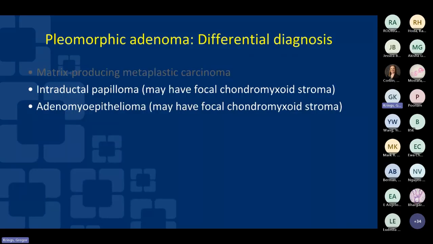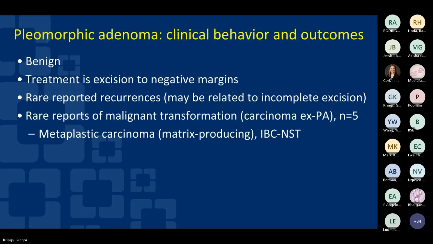Other lesions in the differential diagnosis include ductal papillomas as well as adenomyoepitheliomas, both of which have both epithelial and myoepithelial elements. And both of these tumors can have focal chondromyxoid stroma. In fact, these lesions may just represent a spectrum of disease and may not, in all cases, necessarily be separate entities, and can be difficult to distinguish from one another. But in general, the presence of diffuse chondromyxoid stroma would favor pleomorphic adenoma.